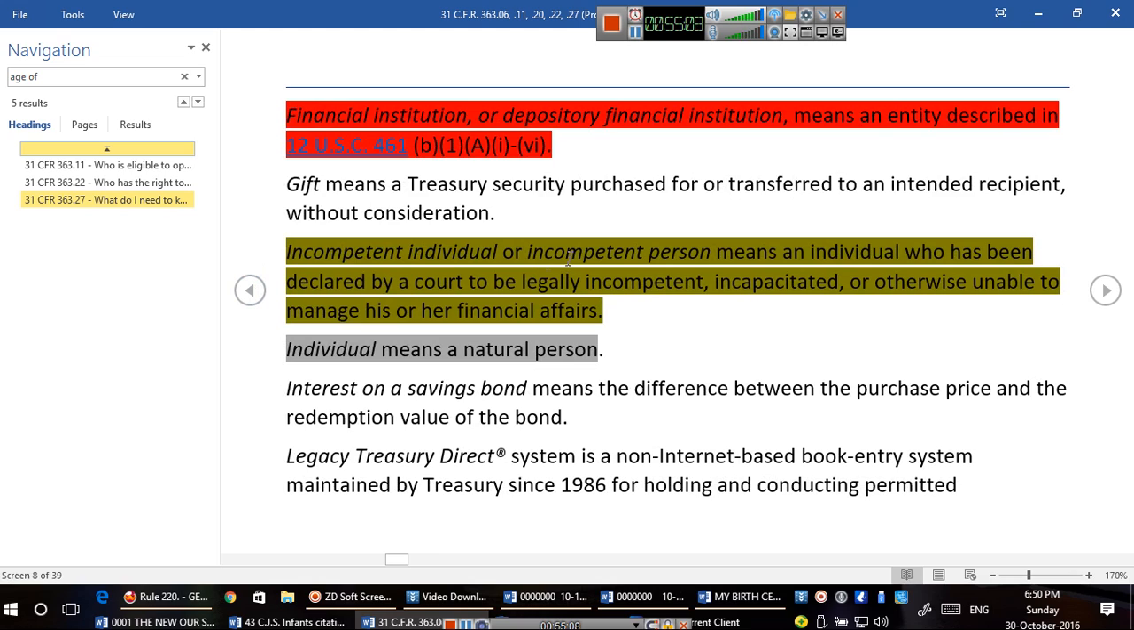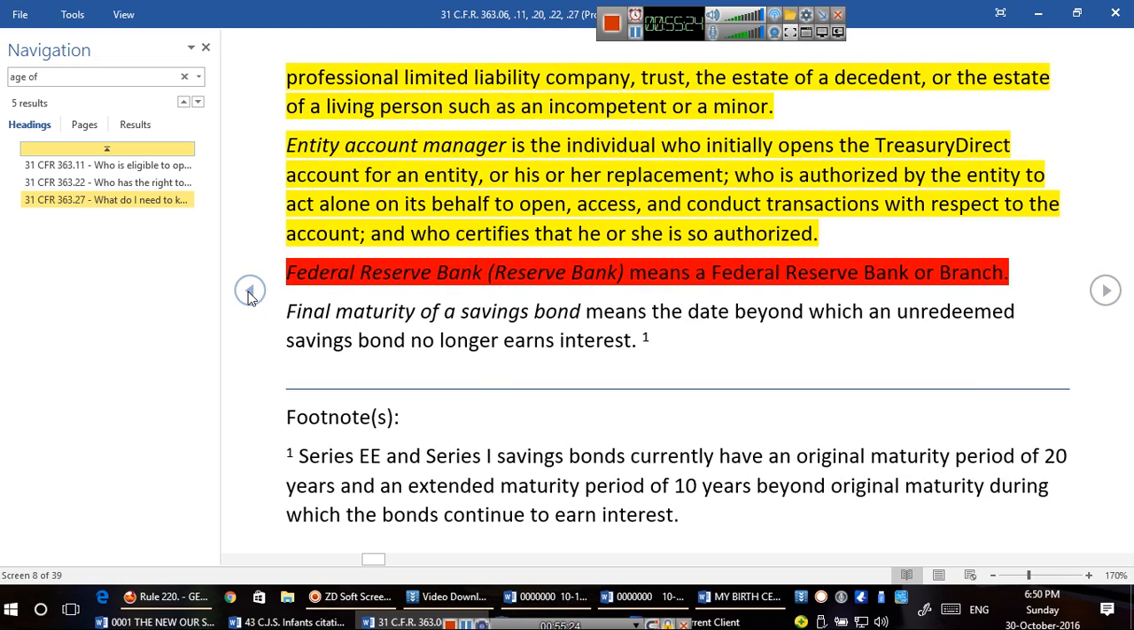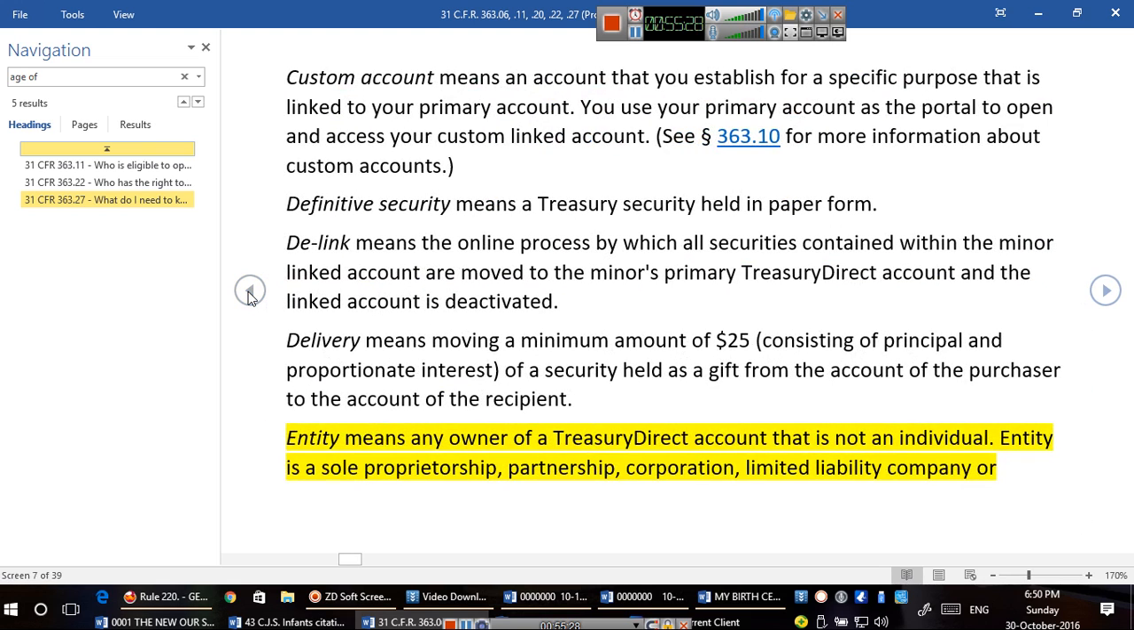An incompetent individual or incompetent person means an individual who has been declared by a court to be legally incompetent, incapacitated, or otherwise unable to manage his or her affairs. You guys have been declared incompetent because you have been declared as being unable to manage your affairs.